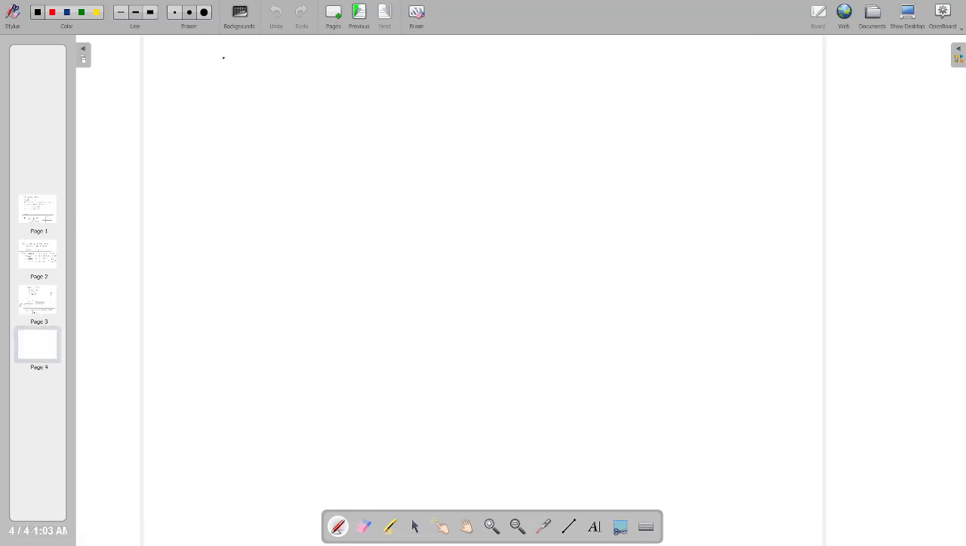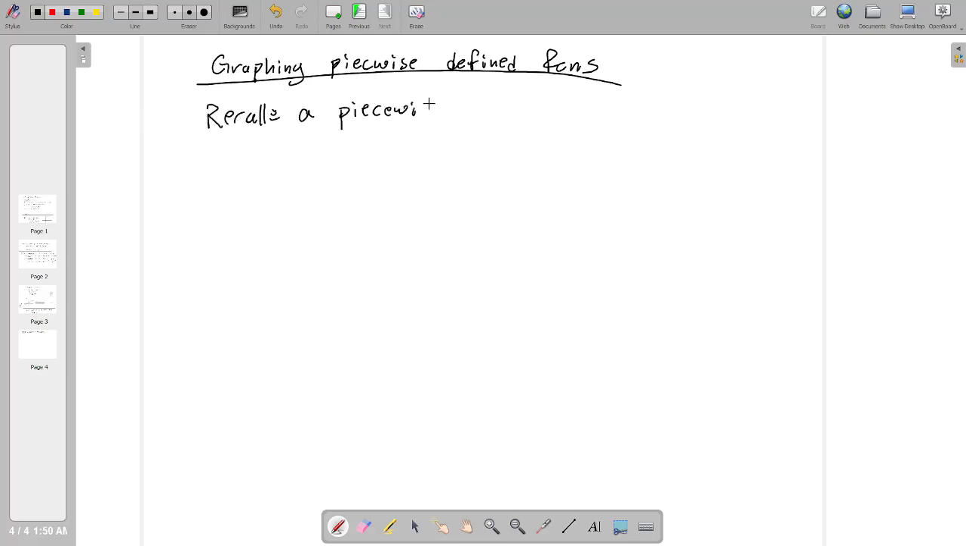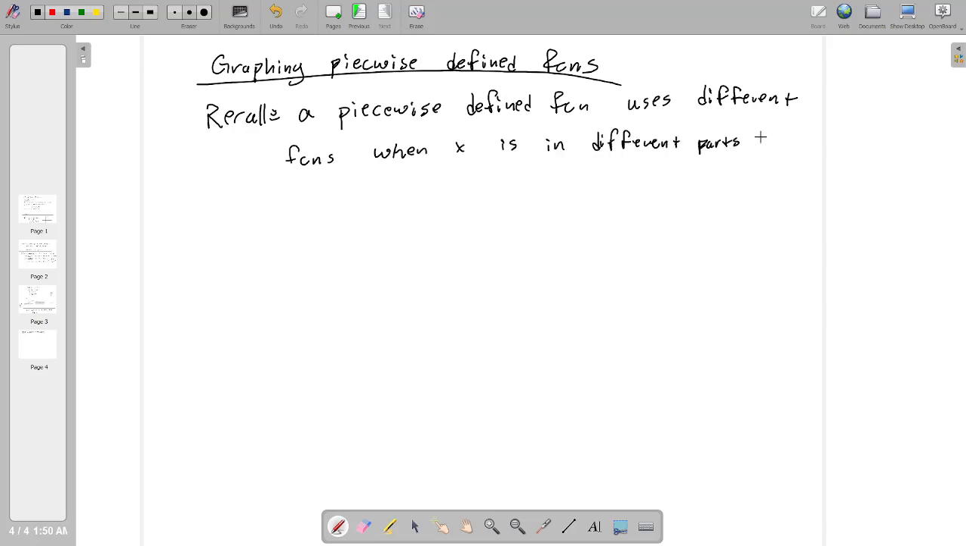All right, the next topic I want to talk about is graphing piecewise defined functions. Like we talked about before, a piecewise defined function has different parts to its graph. Those parts of the graph are dependent on the conditions that x needs to meet. Recall, a piecewise defined function uses different functions when x is in different parts of the domain.